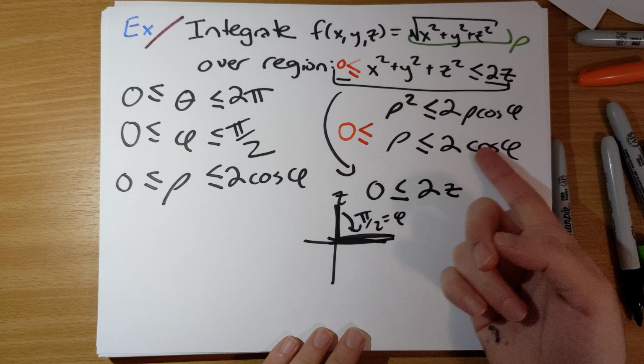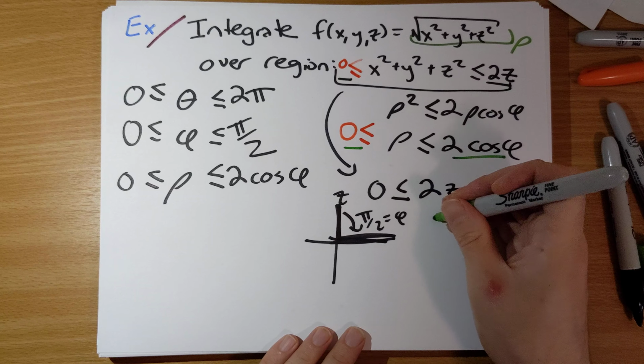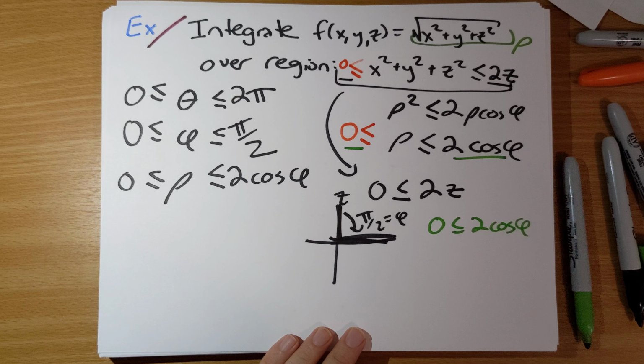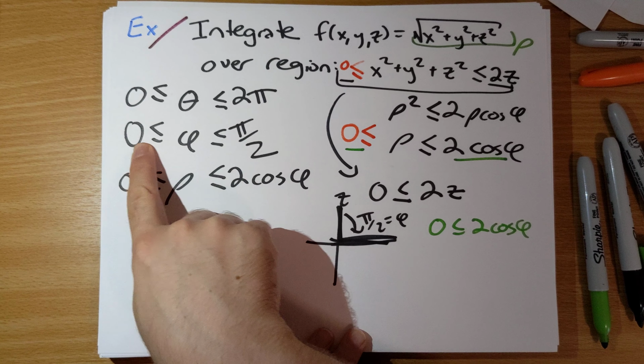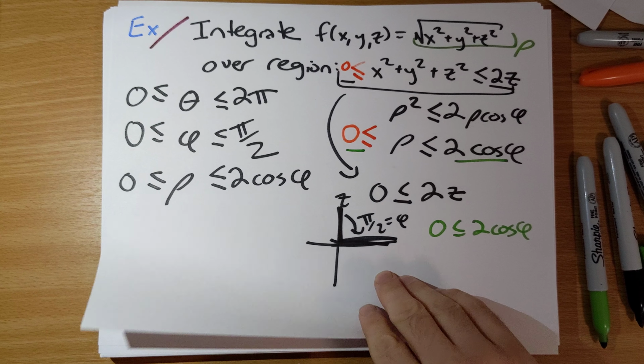We can also see that from those lines right there: 0 is less than or equal to 2 cosine phi. Cosine phi is non-negative exactly in this interval here.